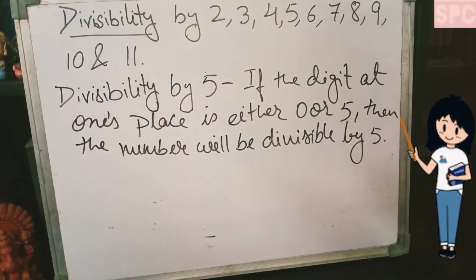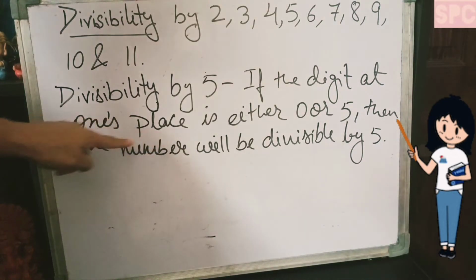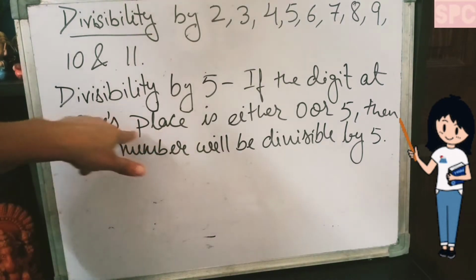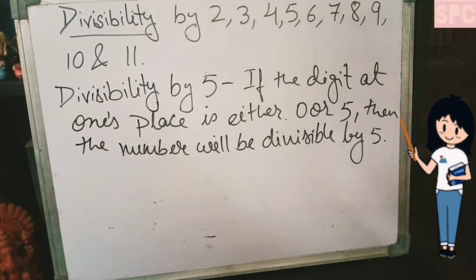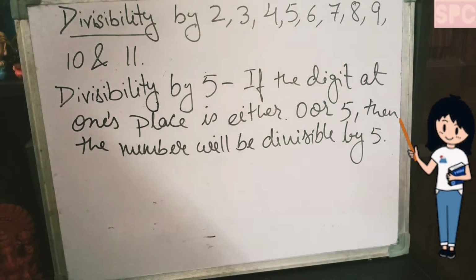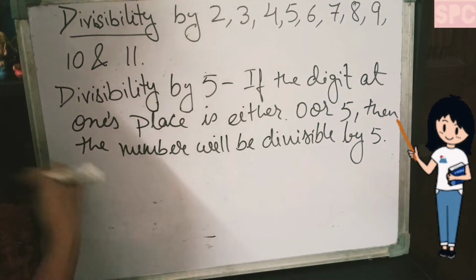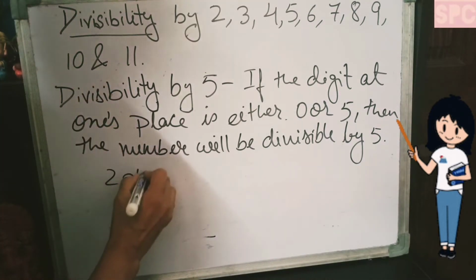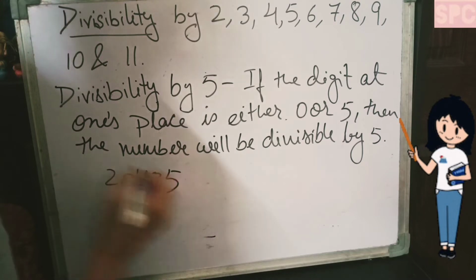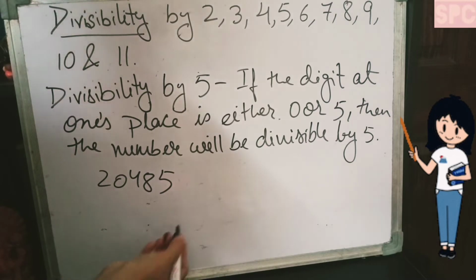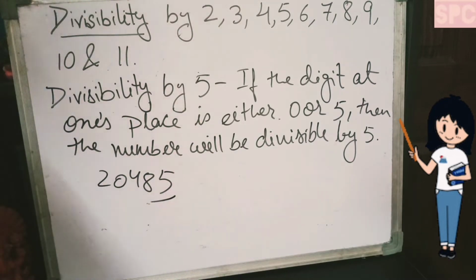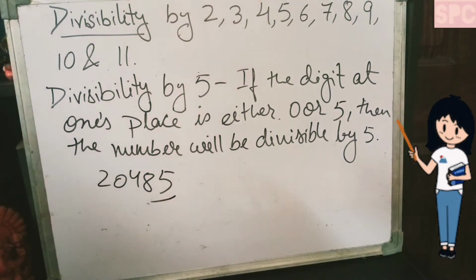So children, to check if any number is divisible by 5 or not, we just have to see the digit at the ones place. If the digit at the ones place is either 0 or 5, then that number will surely be divisible by 5. Let's take a random number, 20485. As you can see here, the digit at the ones place is 5. So this number will be divisible by 5.